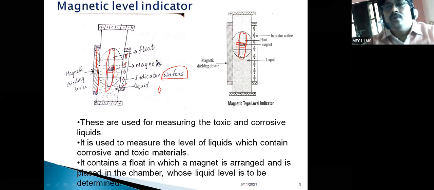When the level increases, the float will move, maybe rotate. In the rotation, the color of the wafers changes. For example, if the level of the liquid is at this point, only these two wafers will glow, so up to this point only the wafers will glow. If the level of the liquid is at a higher point, then up to there only these wafers will glow. So that indicates the level of the liquid in the tank.